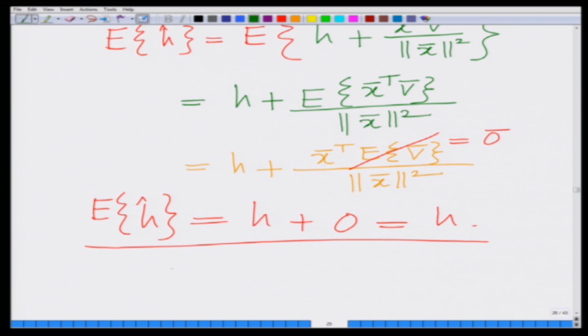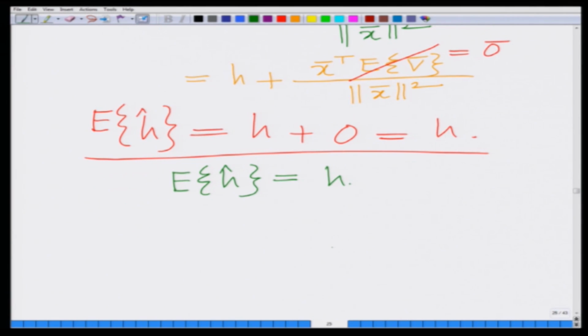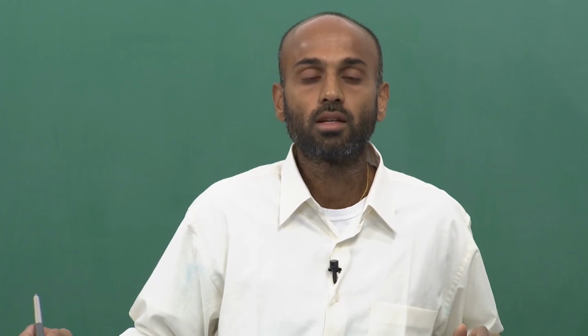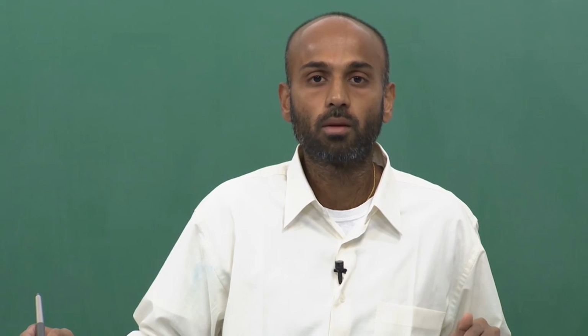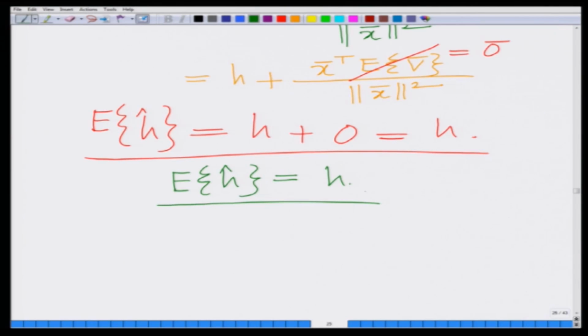So, summarizing, what we have is something that we have seen already in the context of your sensor network, where the expected value of the estimate of the parameter is the parameter itself, that is expected value of h hat is equal to h, and therefore, such an estimator is known as an unbiased estimator. So, this maximum likelihood estimate of the channel coefficient is an unbiased estimator.